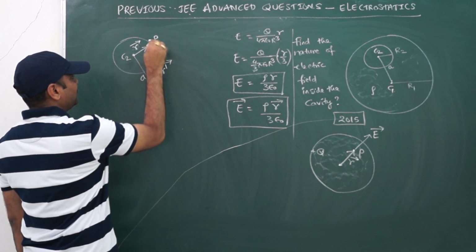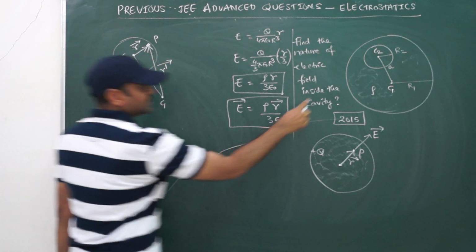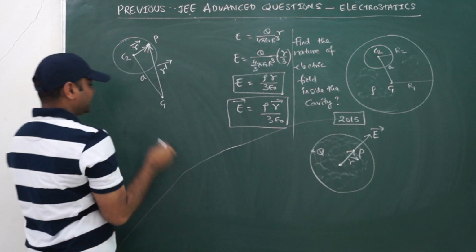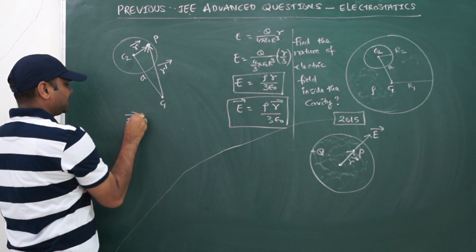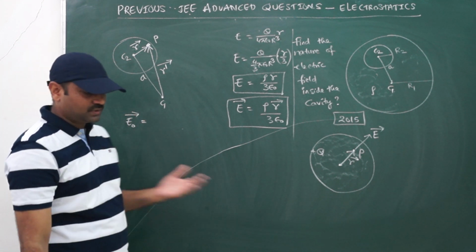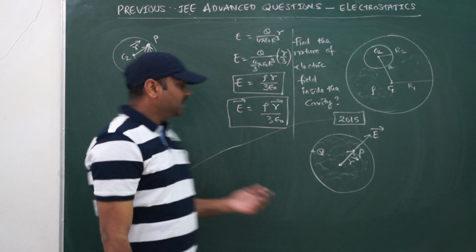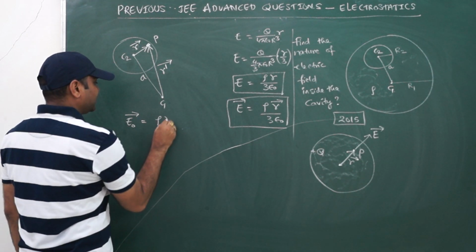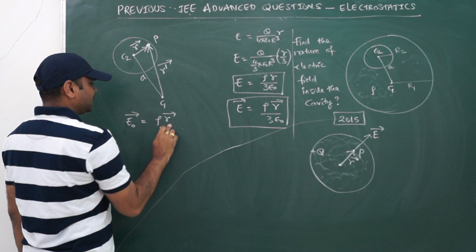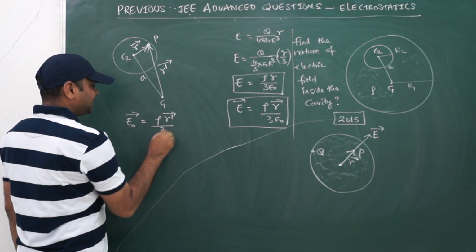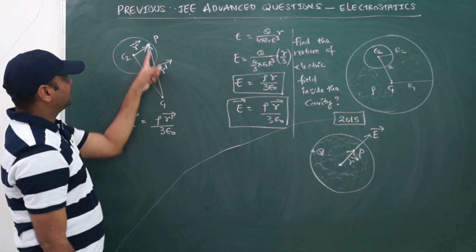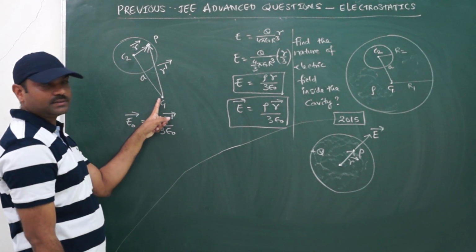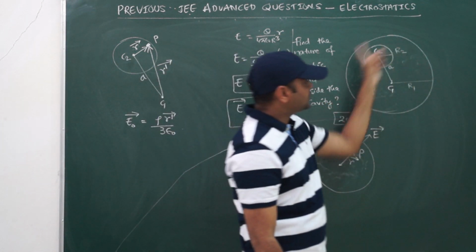What I do is I first want to find the field due to the total sphere. Okay, the field due to the total sphere I am writing as E naught bar, where total sphere means original sphere. The field due to the entire original sphere, E naught bar, I can write as rho into R dash bar by 3 epsilon naught. Why? Because C1 is the center of the total sphere.